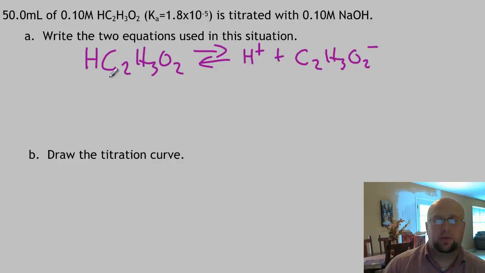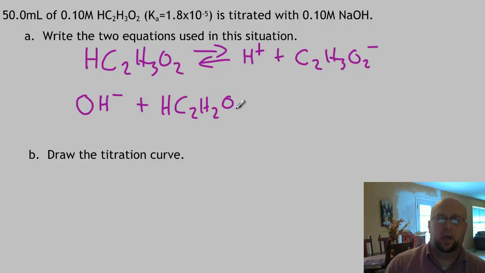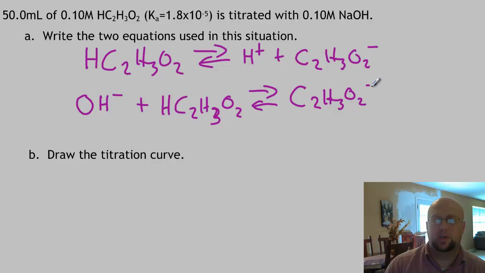So what do we use after that? What are the other equations that really matter? Once we start adding the sodium hydroxide, we're not going to worry about the sodium, because it's going to be gone. But the hydroxide itself is going to react with the acetic acid, essentially neutralizing it. What that leaves us with is acetate, and water. You'll see the similarities in these two equations.